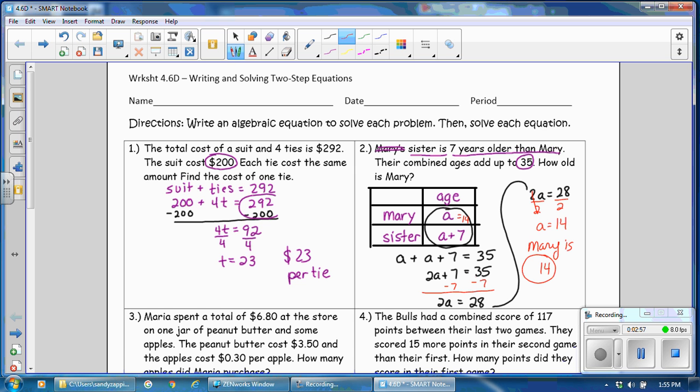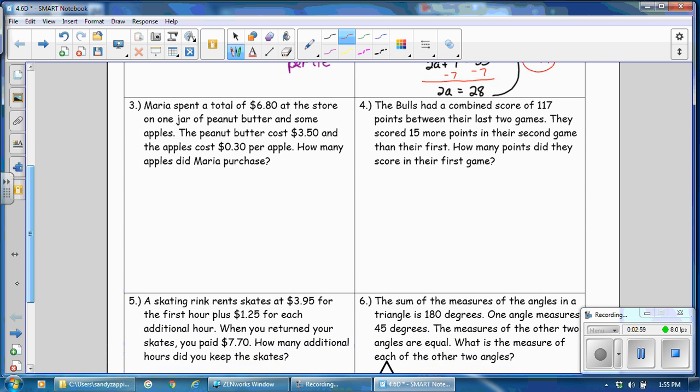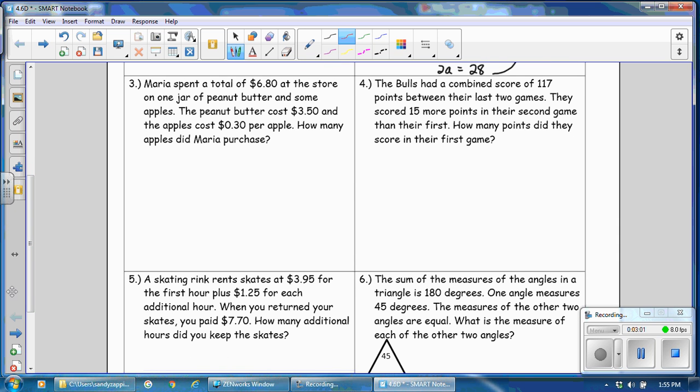Number 3. Maria spent a total of $6.80 at the store on 1 jar of peanut butter and some apples. The peanut butter cost $3.50 and the apples cost 30 cents per apple. How many apples did Maria purchase? So we know that she purchased peanut butter and apples. So let's just start with that. Peanut butter plus apples. And she spent a total of $6.80.